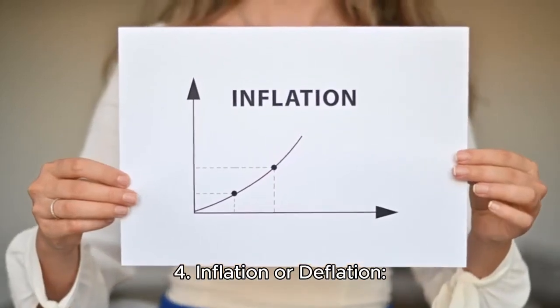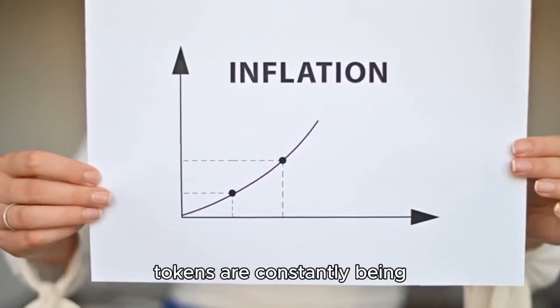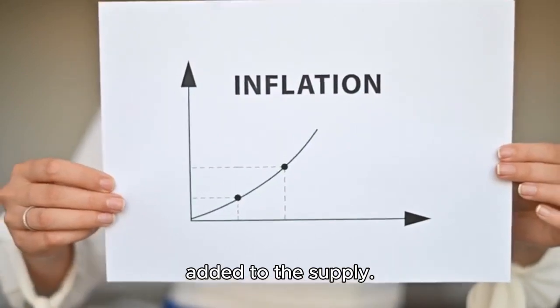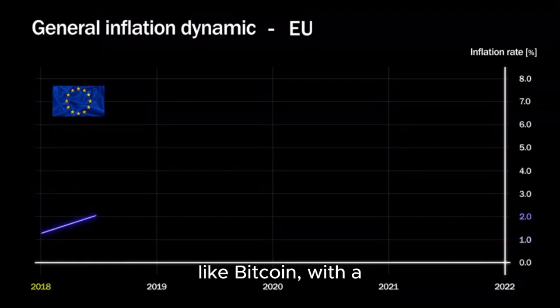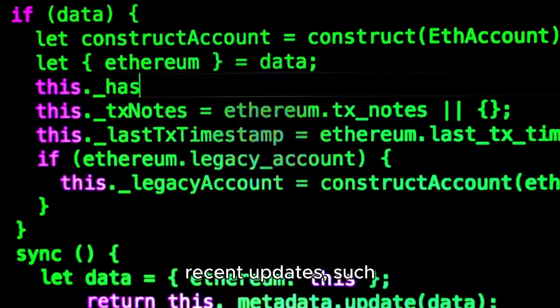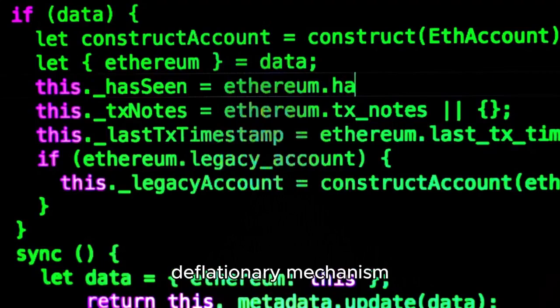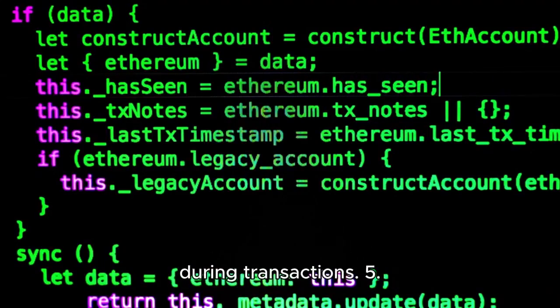4. Inflation or deflation. Some cryptocurrencies are inflationary, meaning new tokens are constantly being added to the supply. Others are deflationary, like Bitcoin, with a limited and decreasing supply over time. Example, Ethereum's recent updates, such as EIP-1559, introduced a deflationary mechanism where ETH is burned during transactions.